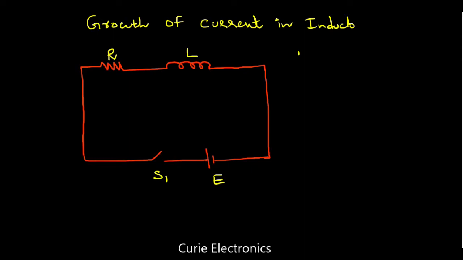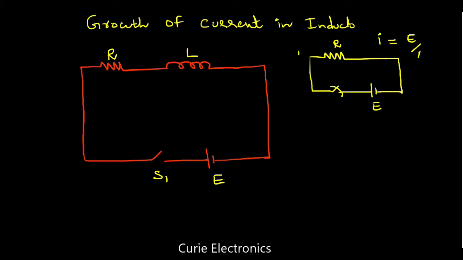Now, what happens if the inductor is not there? That means we have a resistor, a switch, and an EMF. Once we close the switch, the current reaches its maximum value instantaneously. We can get I equal to E upon R according to Ohm's law.